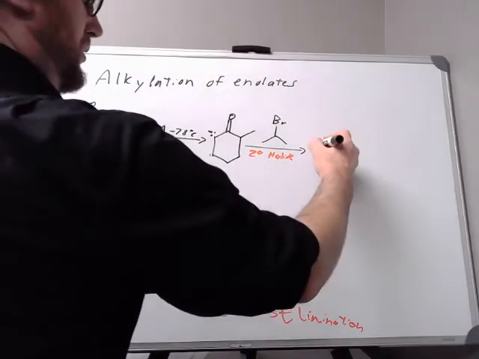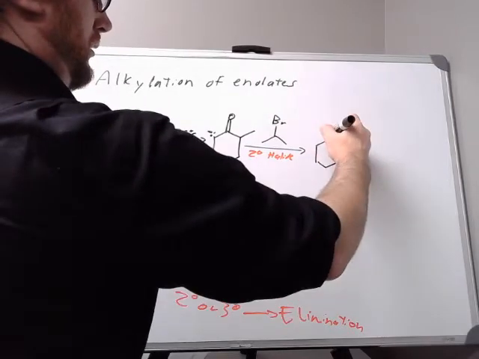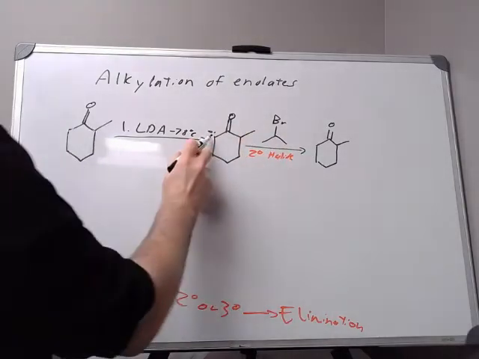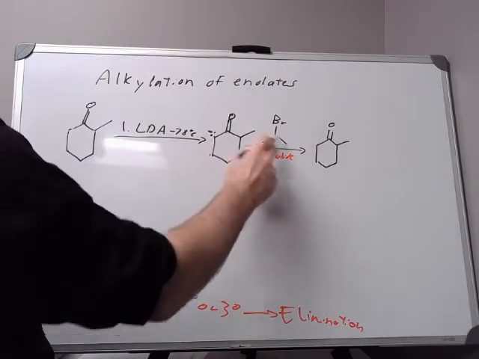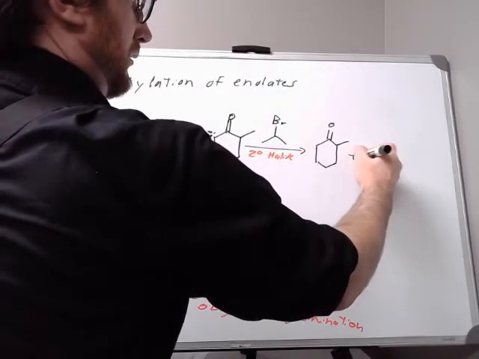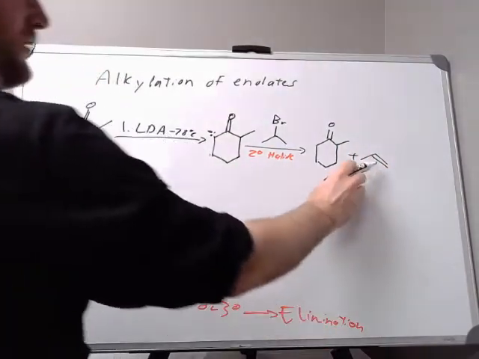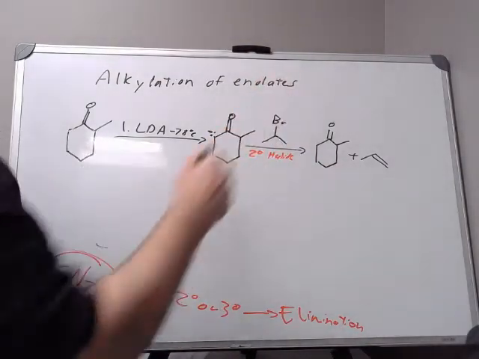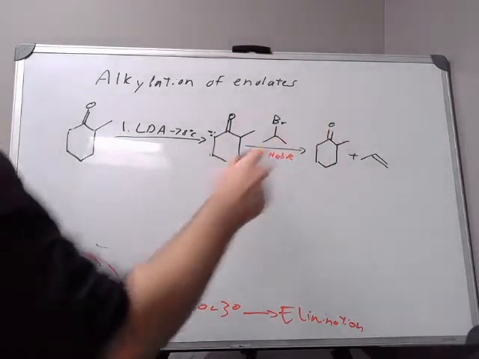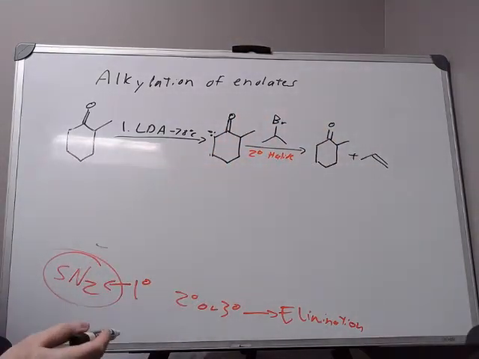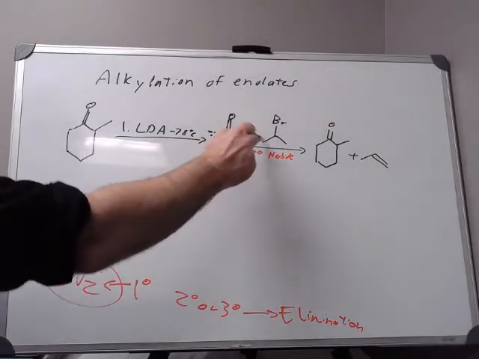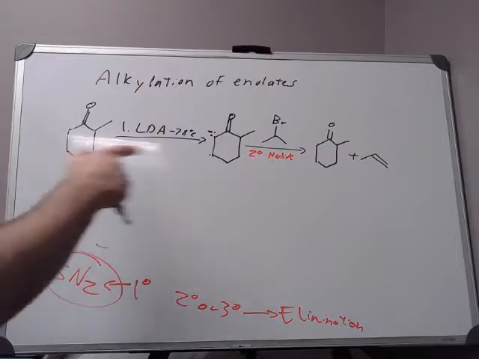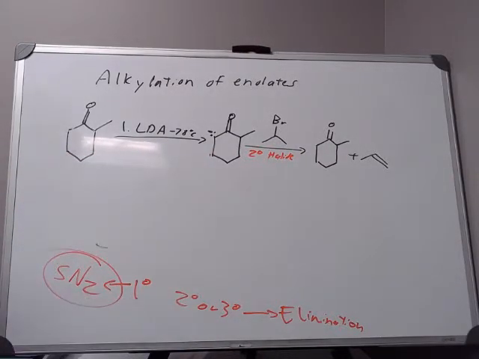And what we'll produce will be our original ketone, because that enolate will simply pick up a proton from our secondary alkyl halide, plus this alkene. As we kick off that bromine, that will do an elimination reaction to form a double bond rather than an SN2 reaction to add this alkyl group to our alpha carbon. So this reaction only works with primary alkyl halides.